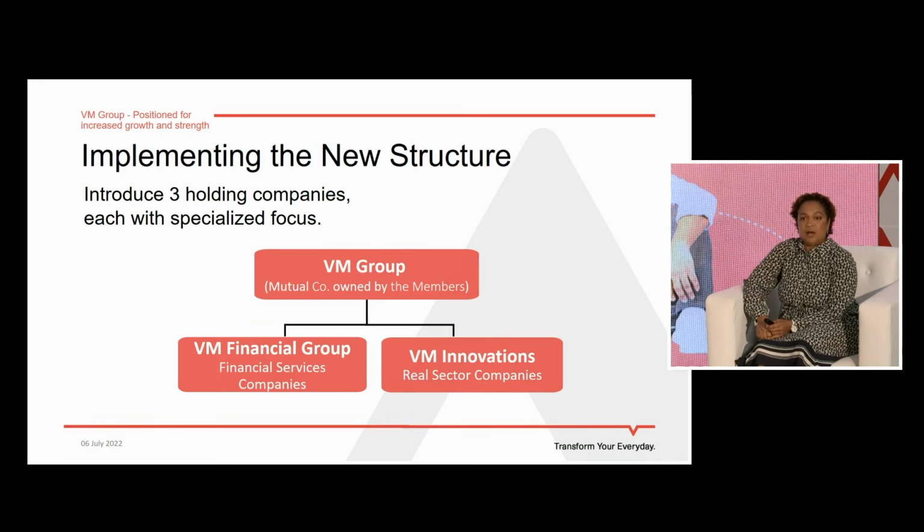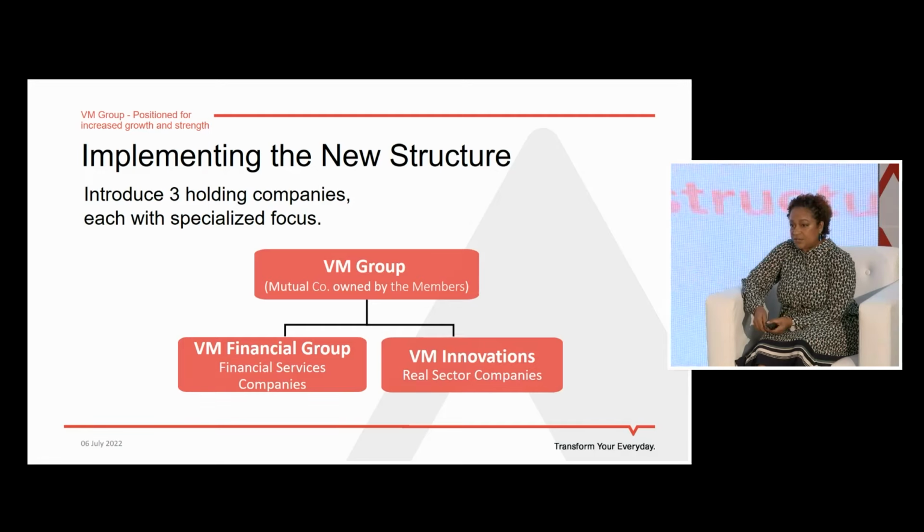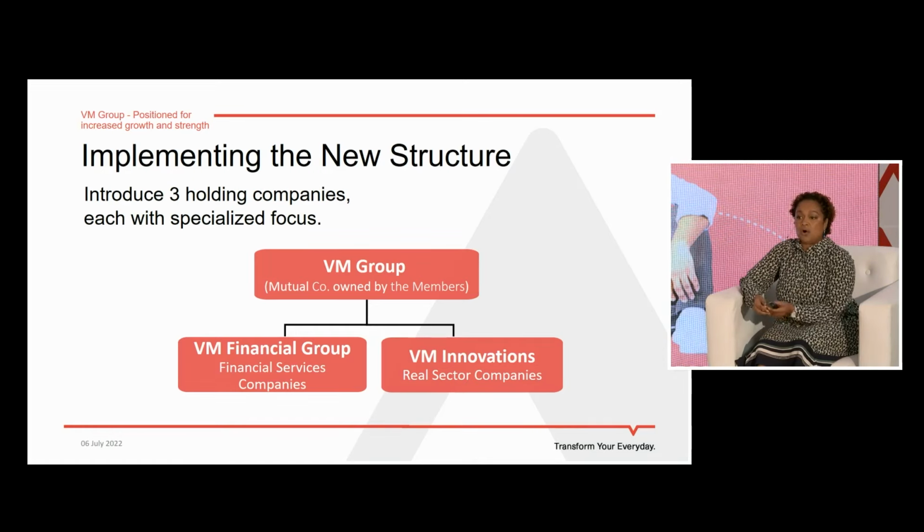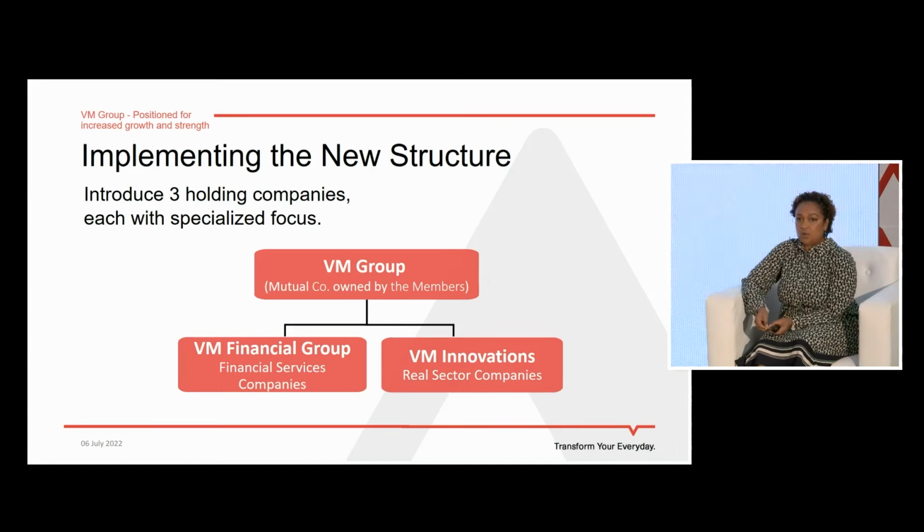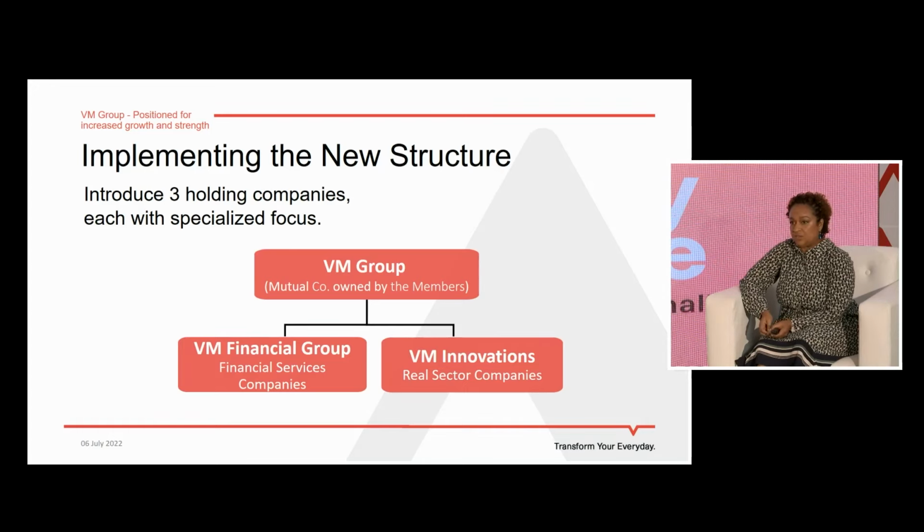This group will focus on the full range of financial services provided within VM, and these services include your building society, your securities dealers, investment or pension services, money transfer services, and UK operations. We will continue to hold these along with our insurance offerings that we do through BCIC within a financial group.